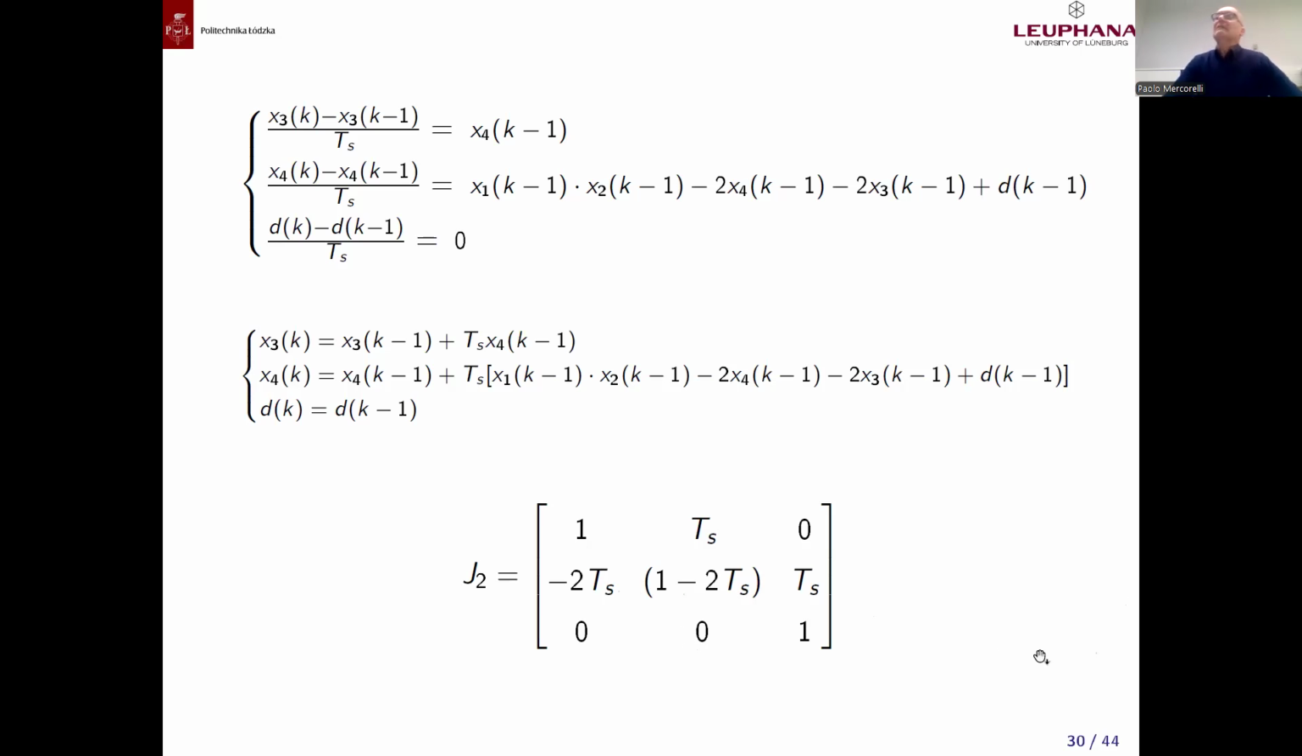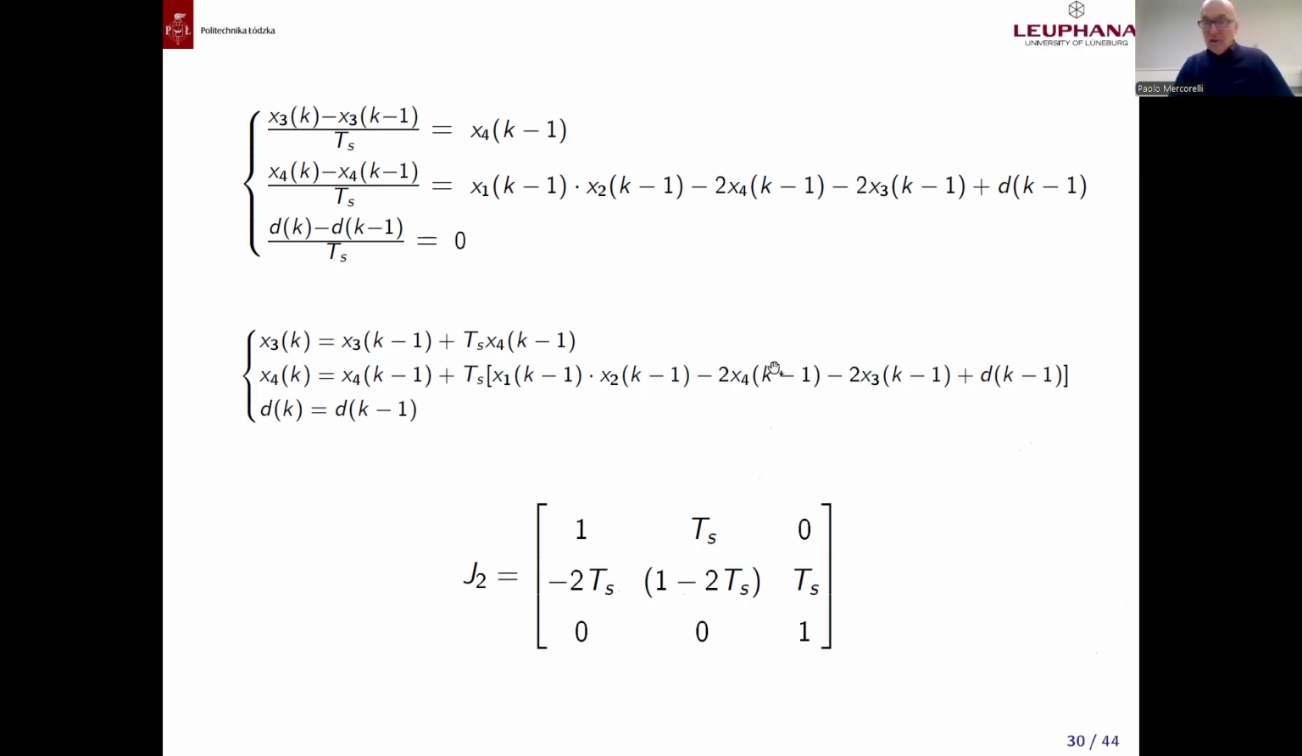Why now this line here, the line in the middle? Why minus ts? Because we have to calculate the derivative of this expression with respect to x3. We can see here is minus 2 multiply ts, clearly. What about this element here? It is the derivative of this expression here with respect to x4. This means 1, because we have here, minus ts multiply 2.